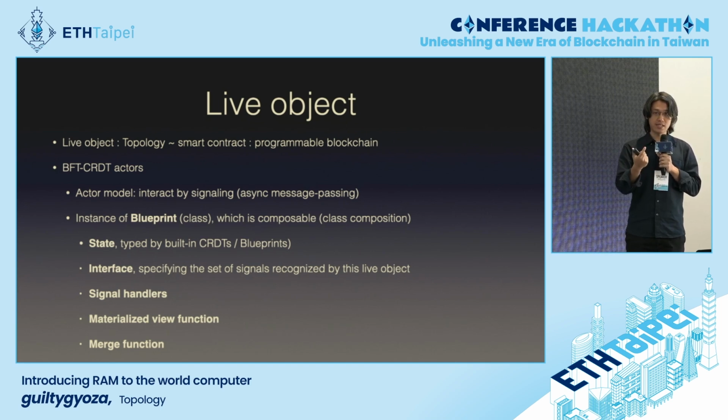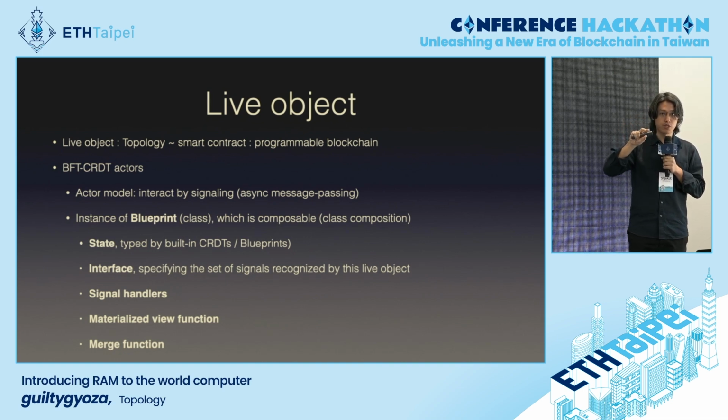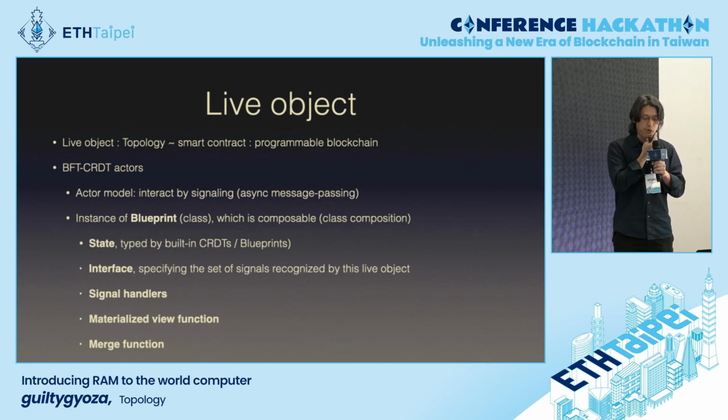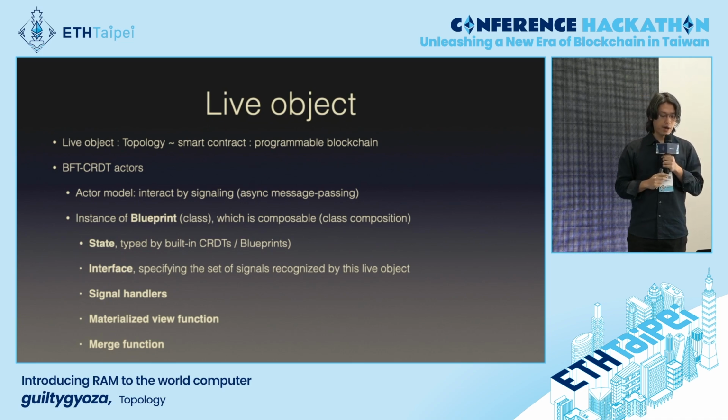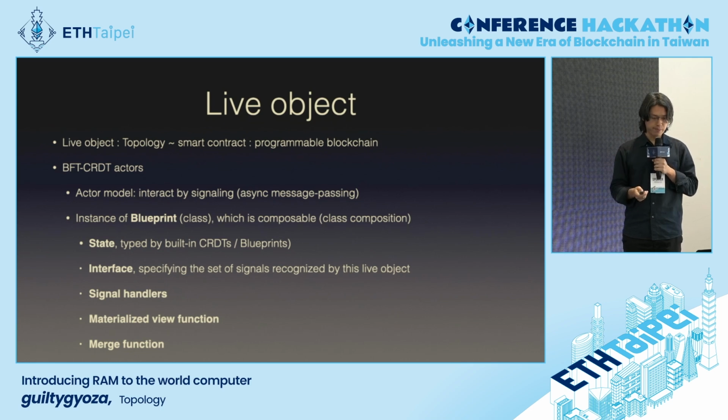Every blueprint will have states, and states are typed by CRDTs or maybe typed by other blueprints, so you can compose blueprints. Every blueprint will have an interface that specifies the set of signals that this particular object responds to. It will have, obviously, handlers or functions that handle signals when they're received. And it will furthermore have a materialized view function, basically allowing you to query the state of the object. And it will have a merge function that specifies, if I have two replicas of the same object, how do I merge them together?